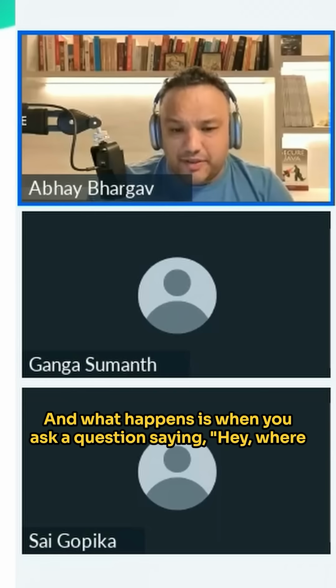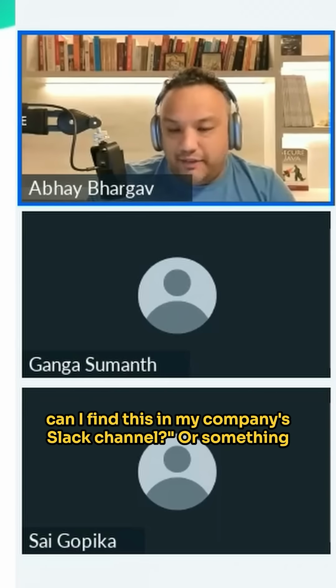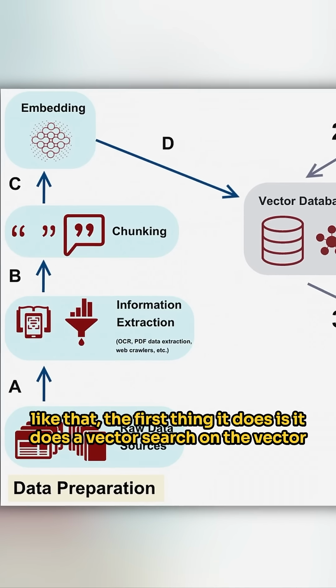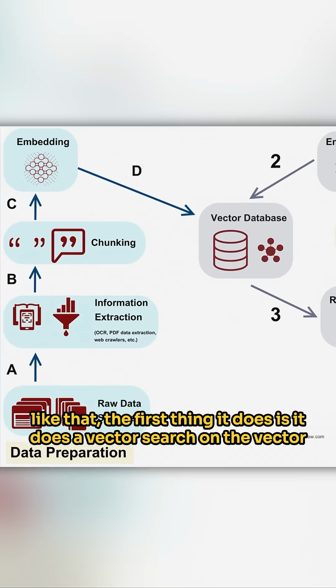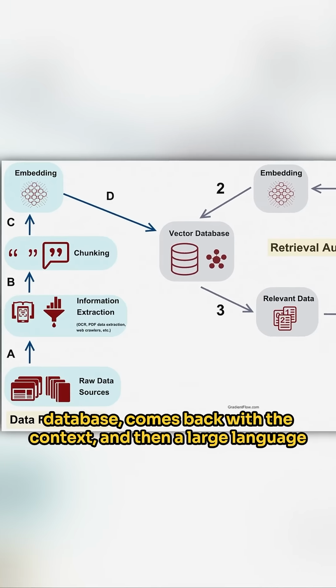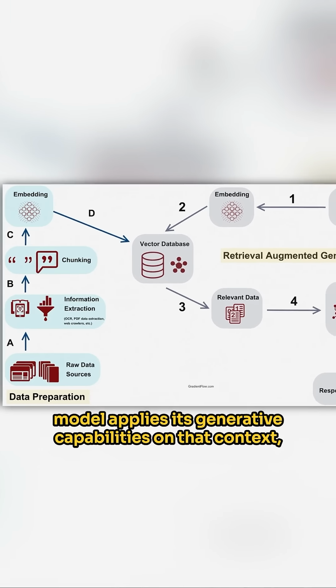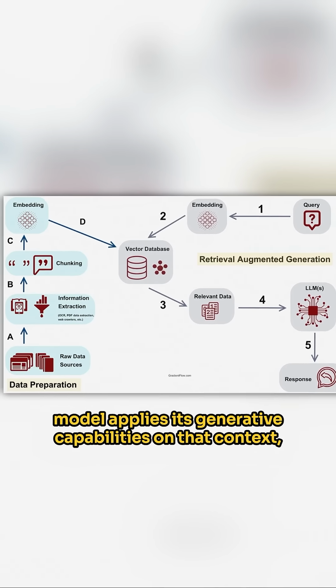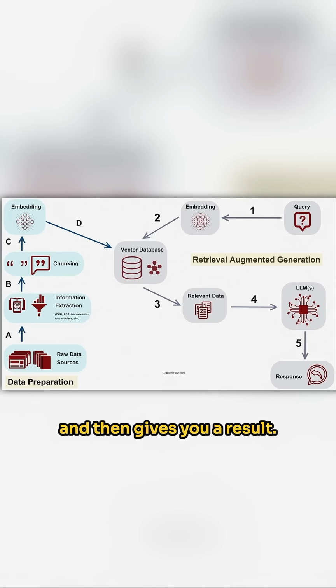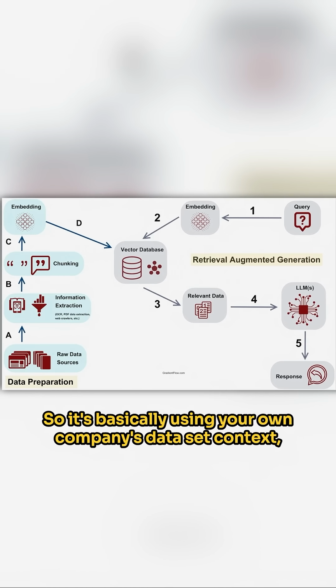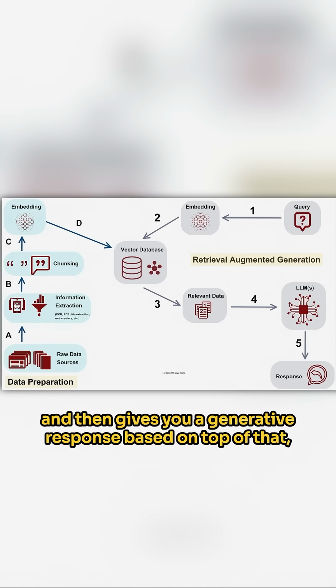And what happens is when you ask a question saying, hey, where can I find this in my company's Slack channel or something like that? The first thing it does is it does a vector search on the vector database, comes back with a context, and then a large language model applies its generative capabilities on that context and then gives you a result. So it's basically using your own company's dataset context and then gives you a generative response based on top of that.